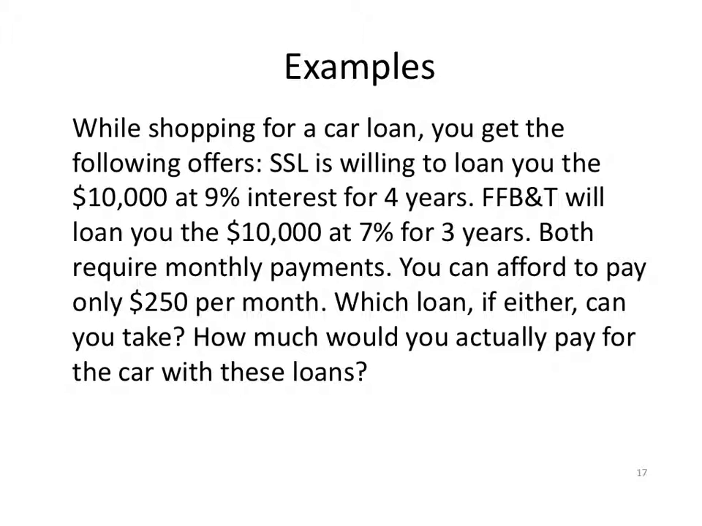All right, here's an example I've actually used in my real life. While shopping for a car loan, you get the following offers. State Savings and Loan is willing to loan you the $10,000 at 9% interest for 4 years. First Federal Bank and Trust will loan you the $10,000 at 7% for 3 years. Both require monthly payments. But you've looked at your budget because you're a responsible adult and you know that you can only afford $250 per month. Which loan, if either, can you take?